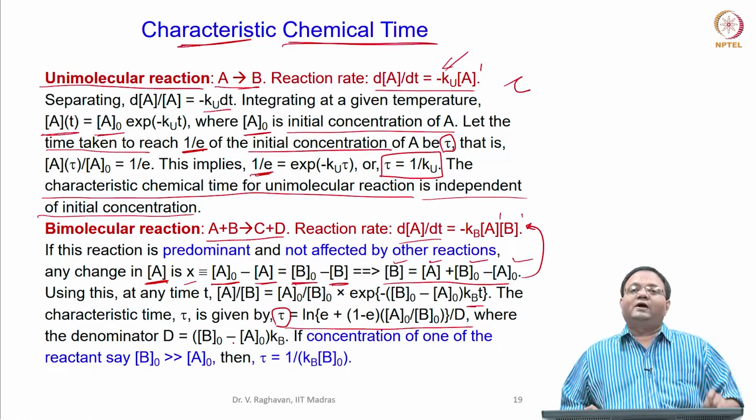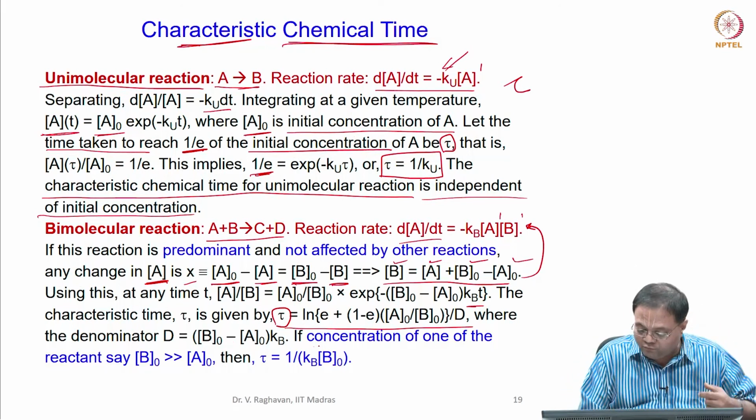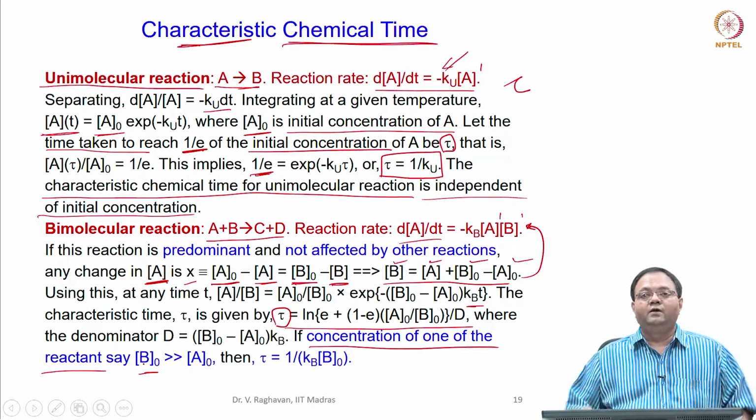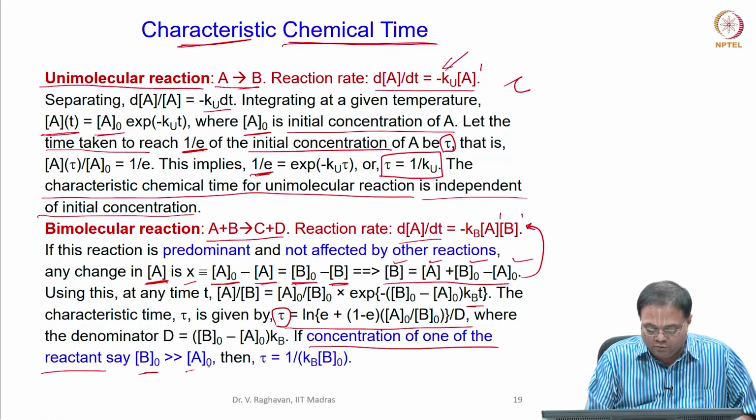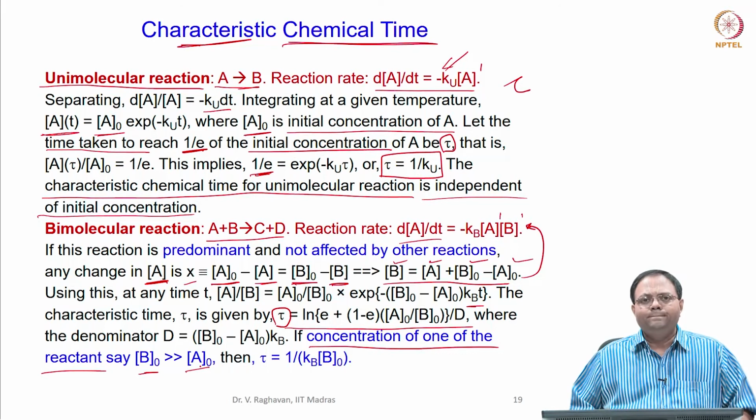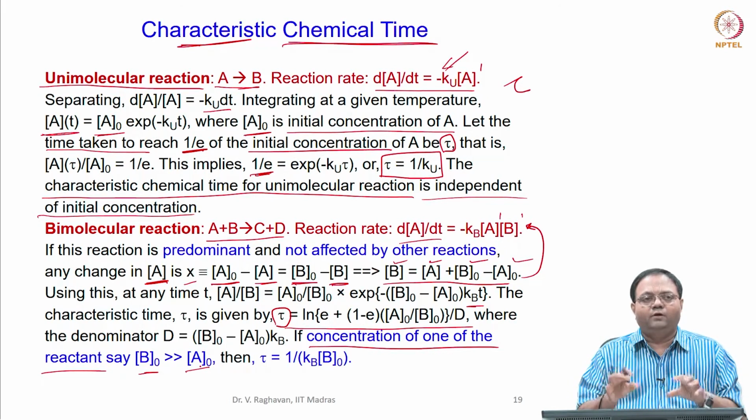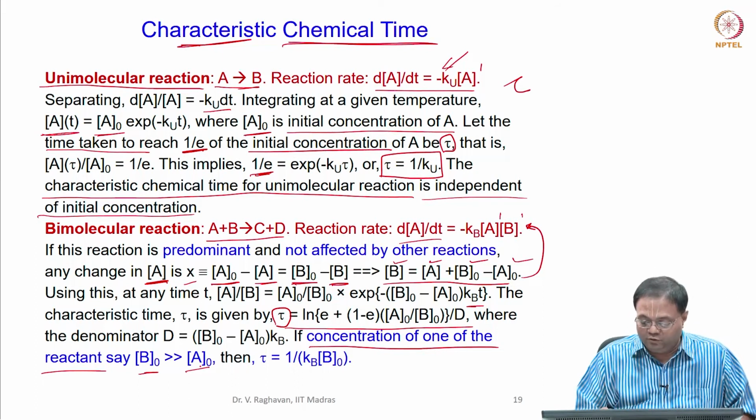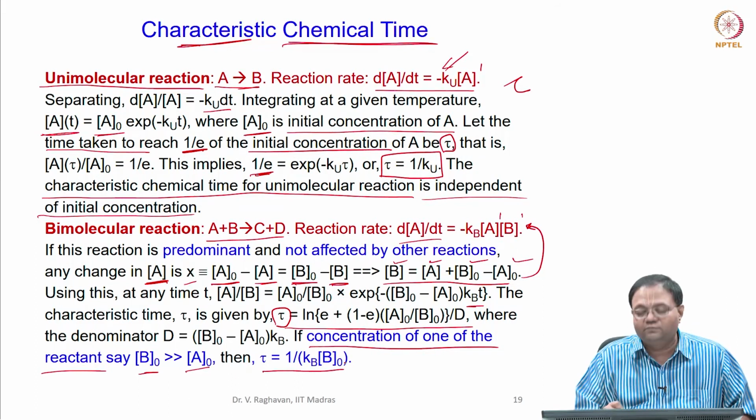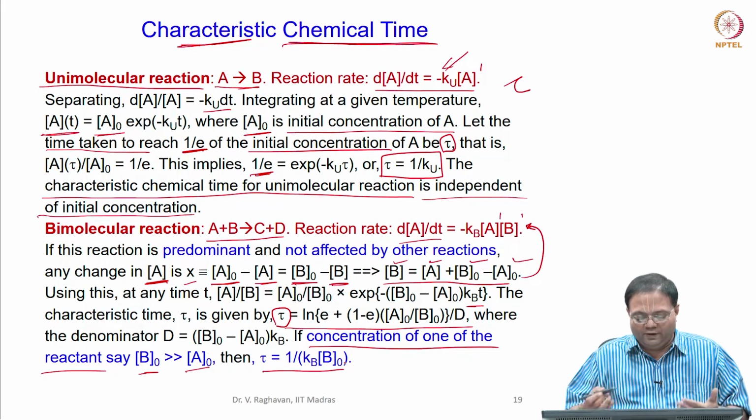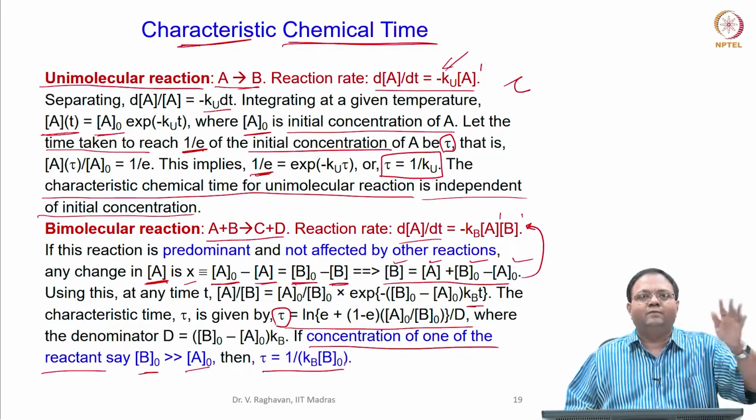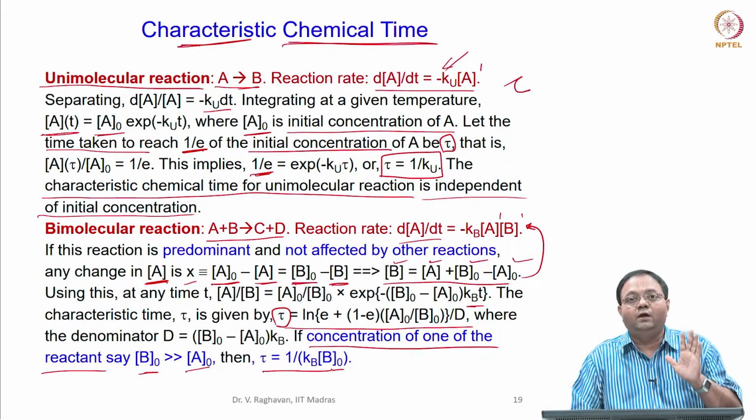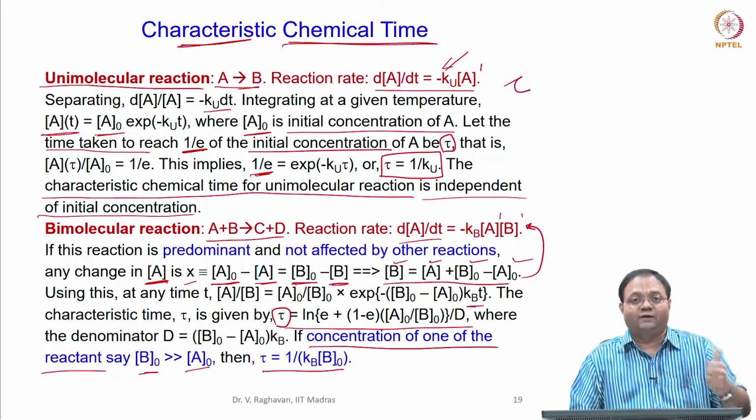Now, one important factor here is if the concentration of one of the reactants, say B naught, is very high compared to A naught. Out of the two, A and B, the concentration of one may be very high when compared to the other. In that case, we can write tau as this. We are estimating the characteristic time. Characteristic time is the typical time of a reaction to complete. So, that time will be dependent on the higher concentration reactant species.